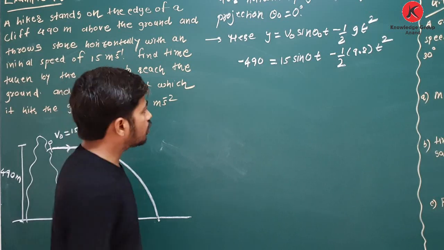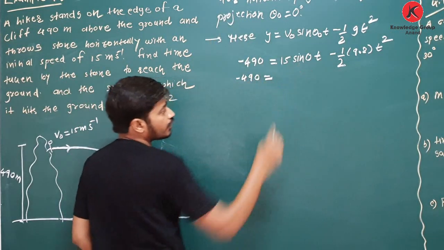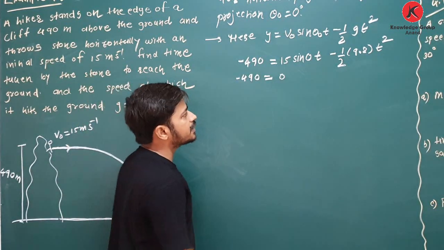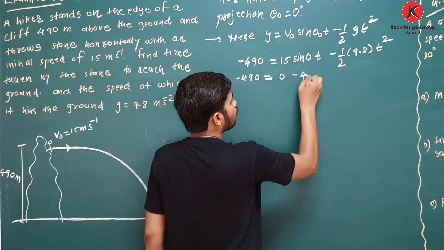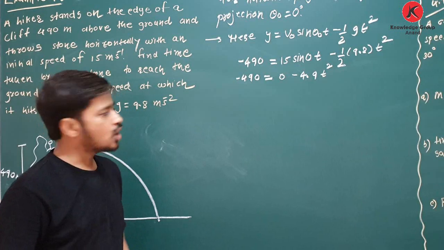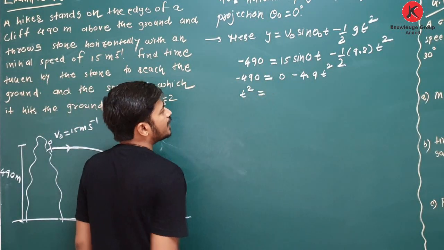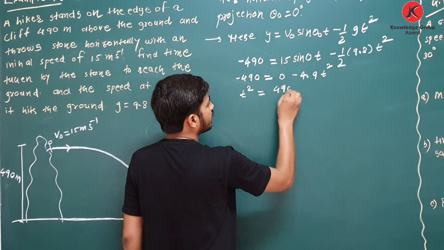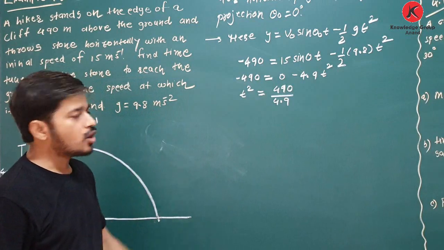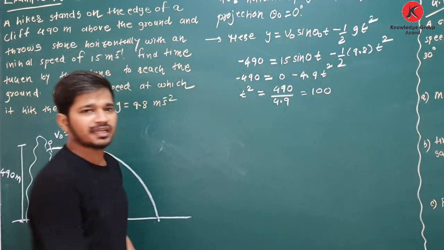Clear about this? Okay. So minus 490 is equal to, what is the value of sine 0? Sine 0's value is 0. 9.8 divided by 2, it is minus 4.9 t square. Clear about this? Okay, so this minus cancels out. If you make t square the subject, then t square is equal to 490 divided by 4.9, and if you simplify, you will get 100.